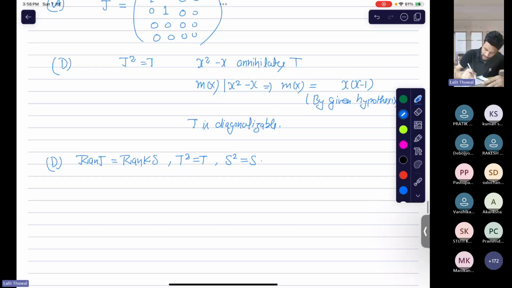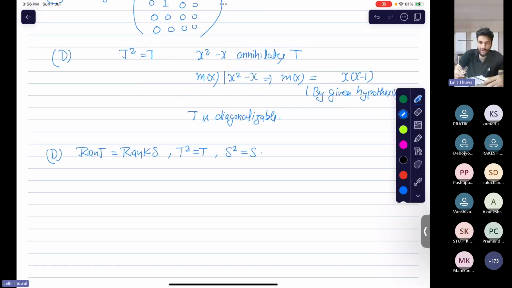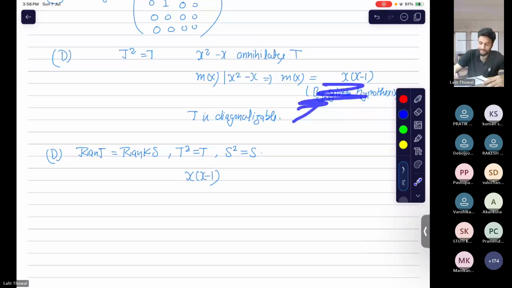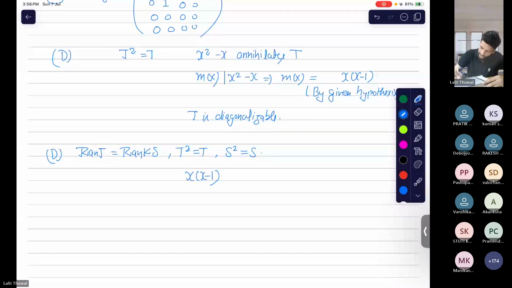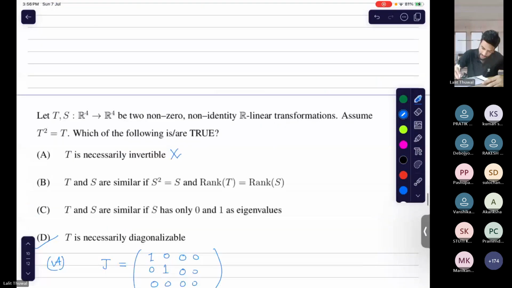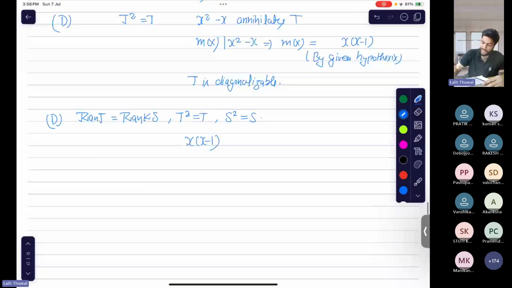So I will solve this by their Jordan canonical form. The minimal polynomial of both the operators is x into x minus 1. The reason is the same. Okay, we don't know about the characteristic polynomial. So try to write their Jordan canonical forms.